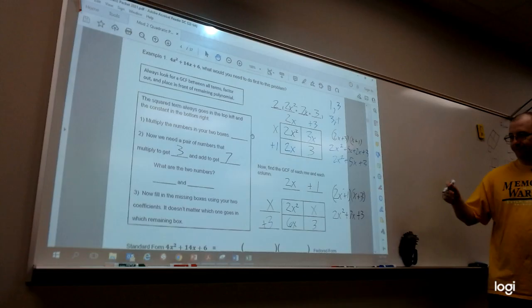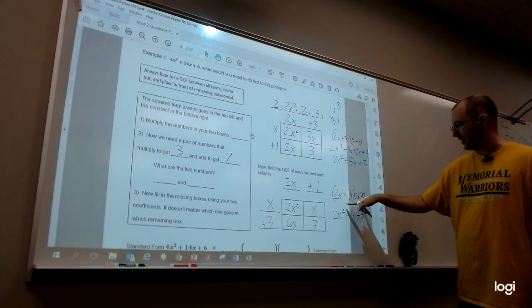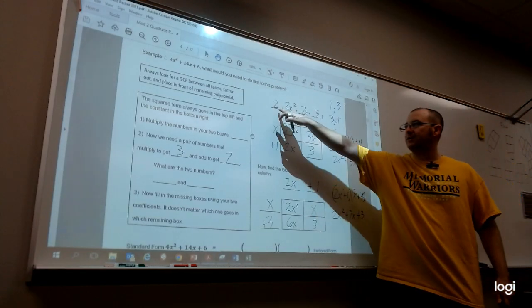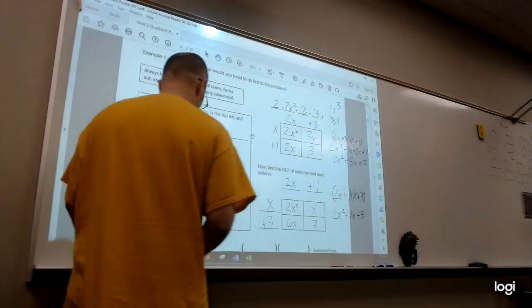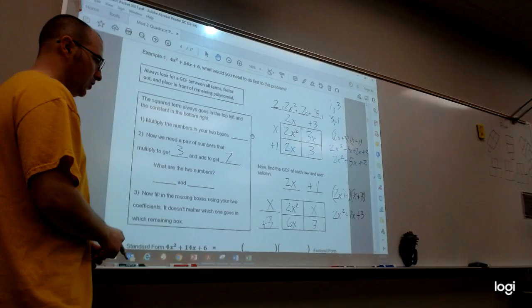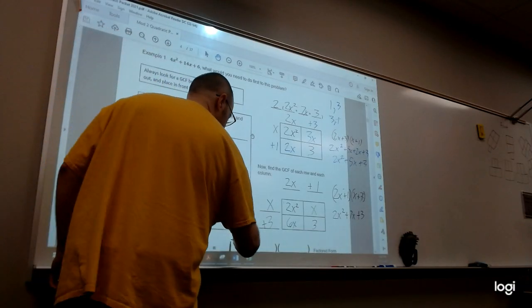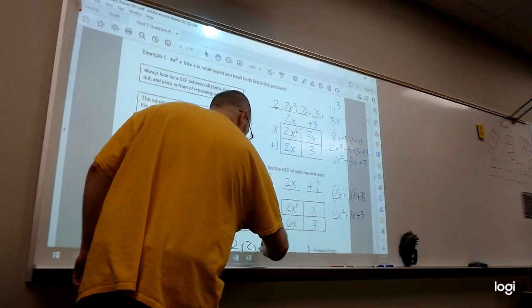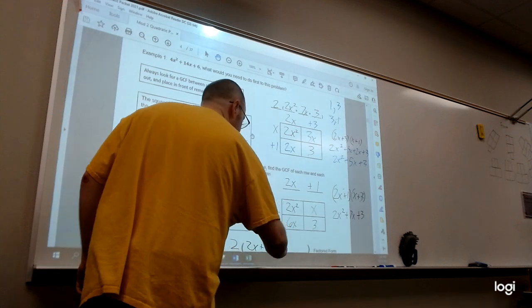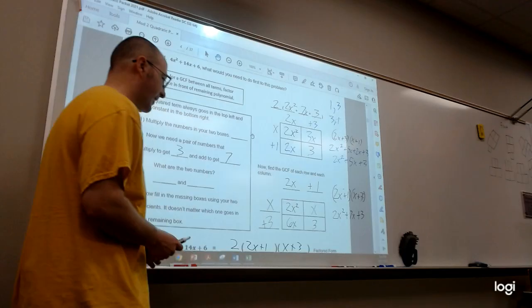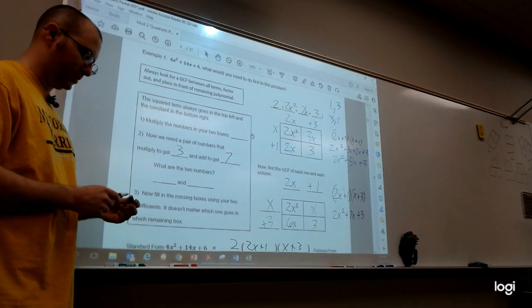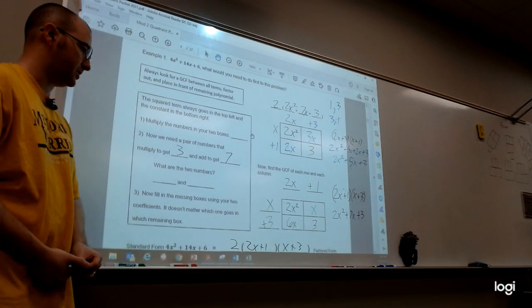Let's get the full standard form out. We have the factors here, and don't forget we have that 2 that multiplied in front. So the standard form of 4x squared plus 14x plus 6 equals, in factored form, 2 times (2x plus 1) times (x plus 3). That is the factored form of 4x squared plus 14x plus 6.